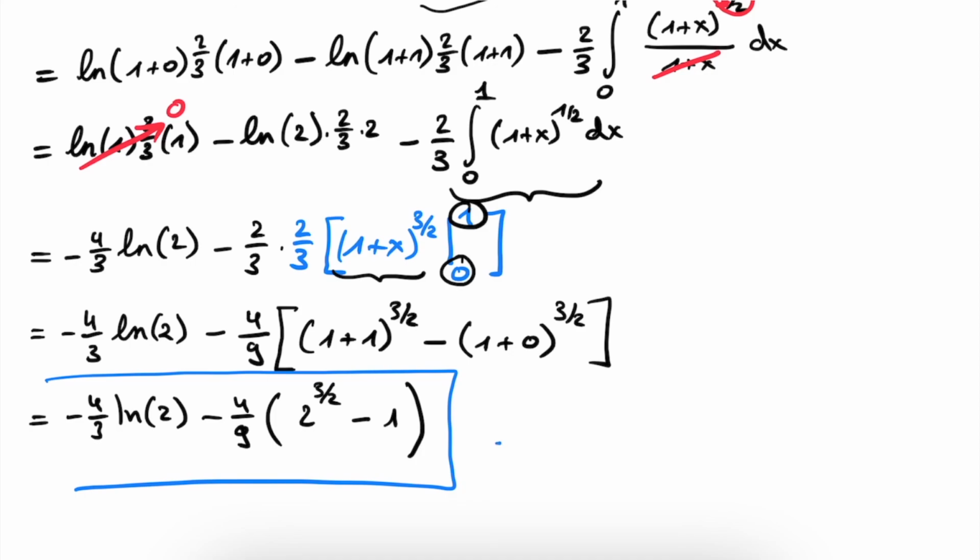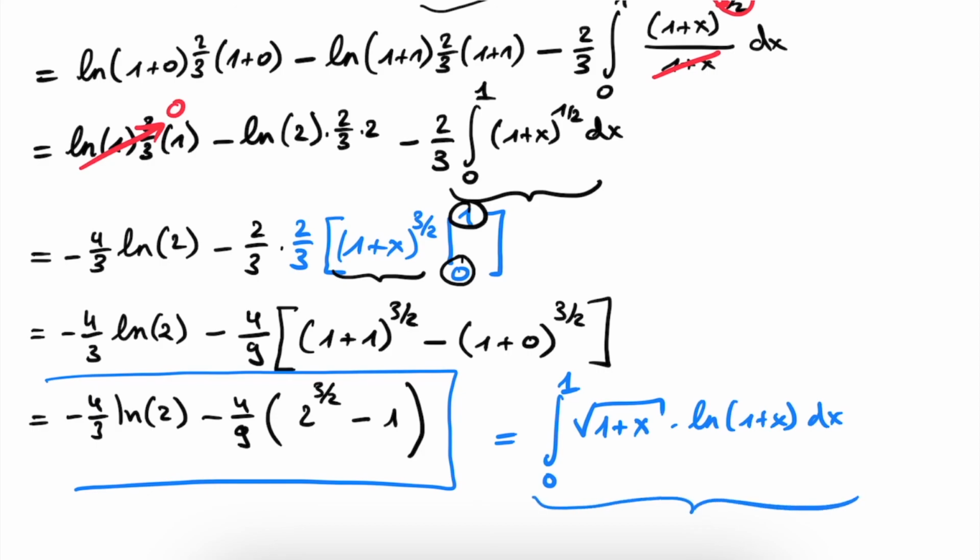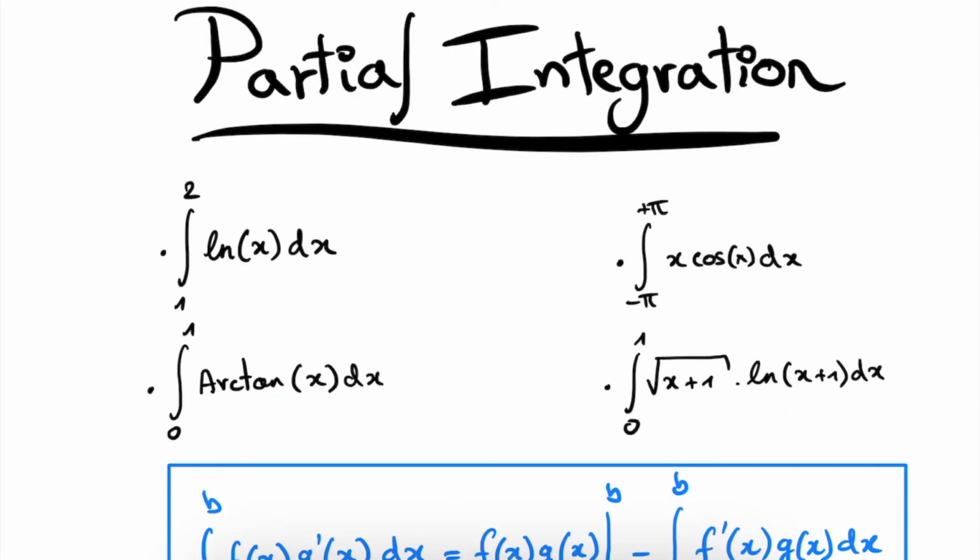So to remind you, this was the result of the integral between 0 and 1 of the square root of 1 plus x times the logarithm of 1 plus x dx. And it's somewhat of an ugly solution, but well, what did you expect with such an ugly integral? And this brings us to the end of this second video in our series on integration. And I hope that you're now more familiar with using partial integrations in both classes of integrals.